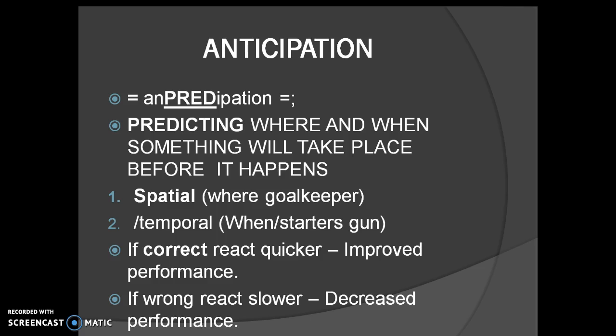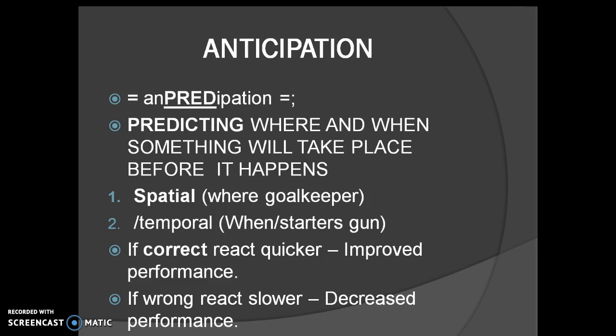Now, how does it affect your performance? If your anticipation is correct, e.g. you get it just right, it will improve your performance. If your anticipation is wrong, e.g. a goalkeeper anticipates the ball is going to go to the right, the reaction time is not going to have any effect because you've gone the wrong way. You've anticipated wrong. And this is something that we'll look at in the lesson, which is called the psychological refractory period. There's a delay period caused when people anticipate wrong.